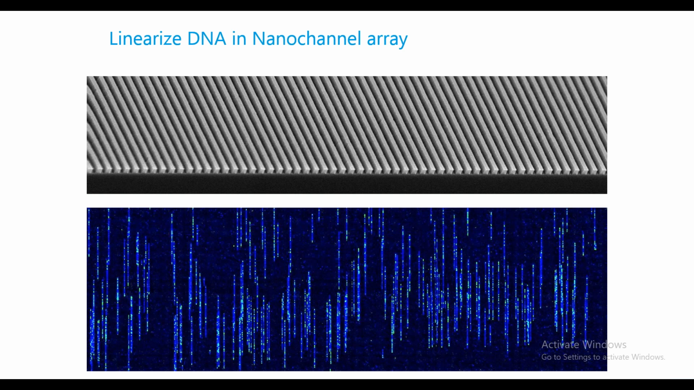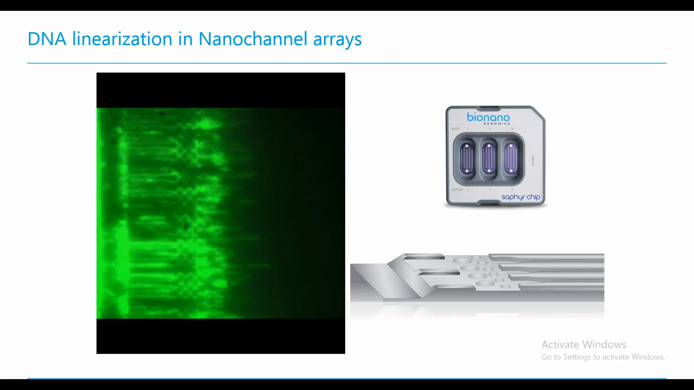This is what it looks like. You can see how each of these vertical lines is a single molecule of double-stranded DNA. The backbone is stained blue with that intercalating dye, and the green dots that you see are the label sites labeled on these molecules. And each of these molecules sits in one of these channels shown above.